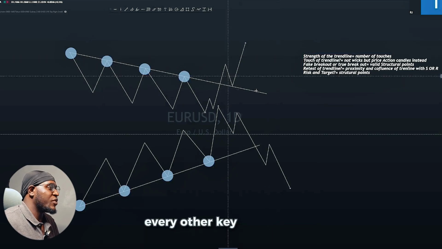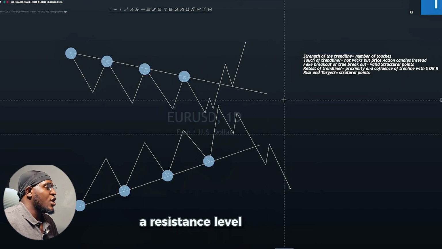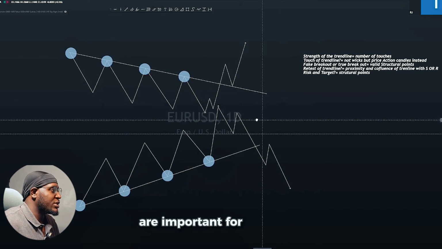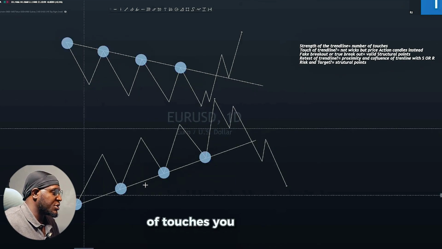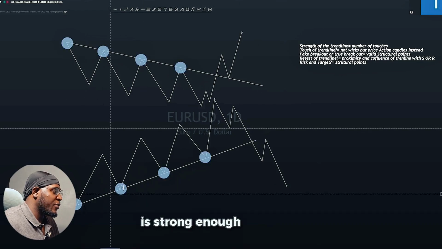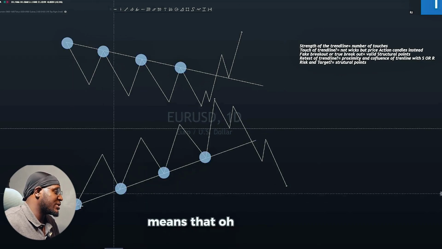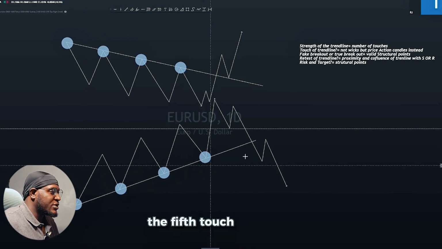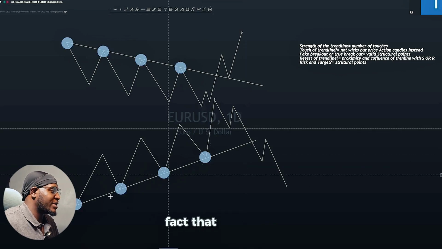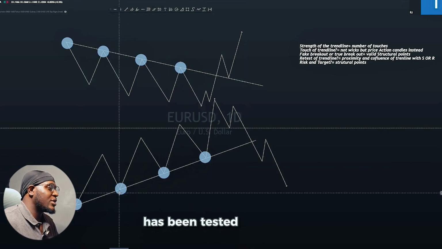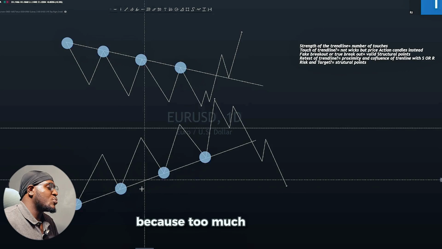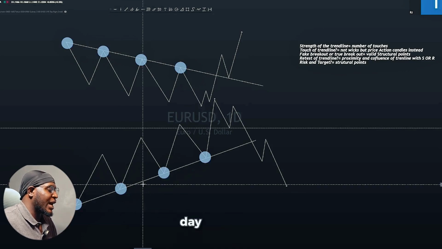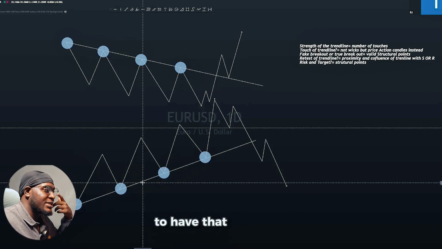A trend line is just like every other key level, a support and a resistance level. One of the major things that are important for it as well is the number of touches. You see, if the touch is strong enough, if you have 1, 2 touches, it means that trend line is strong. So you want to take advantage of the second and the fourth touch. The fifth touch sometimes cannot be guaranteed due to the fact that the strength of that trend line has been tested a number of times, and that in turn could make it become a weaker level, because too much knocking on a glass at the end of the day can break it, but a few touches to a glass doesn't break it. So you want to have that same mentality.